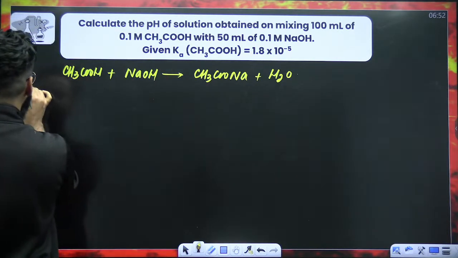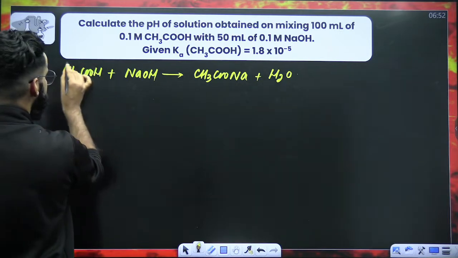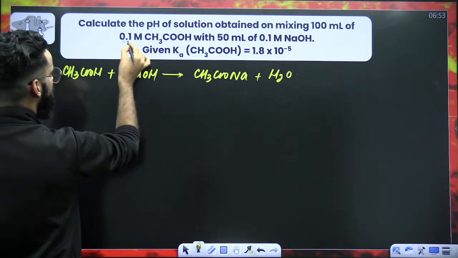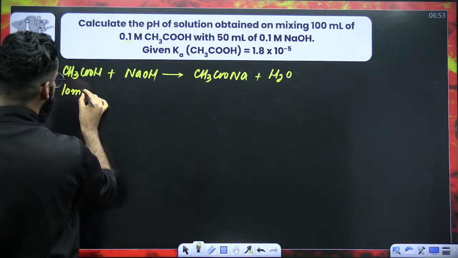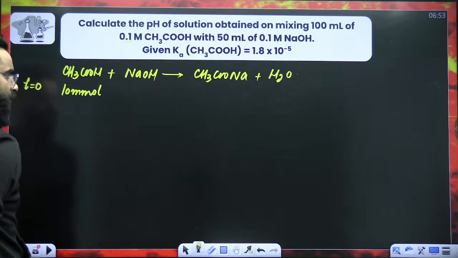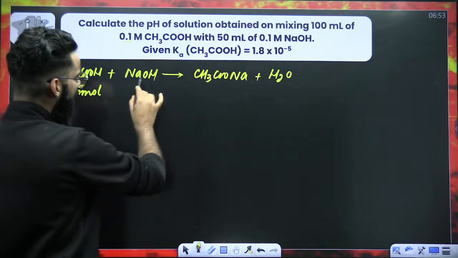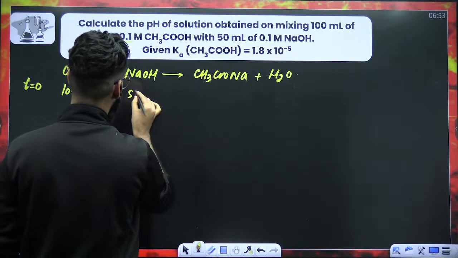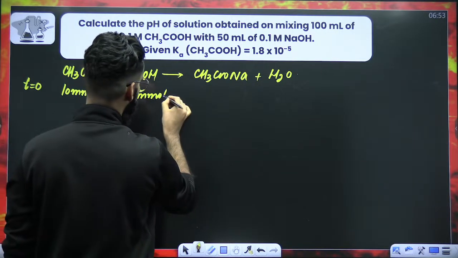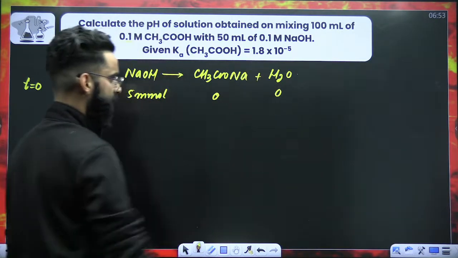Now tell me initially, how many millimoles of CH3COOH we have? Since we know its molarity, we know its volume. Molarity multiplied by volume in ml gives me the millimoles. So millimoles of CH3COOH we already have. How many millimoles of NaOH do we have? Molarity multiplied by volume in ml. So 5 millimoles of NaOH we have. So this will be 0, right?